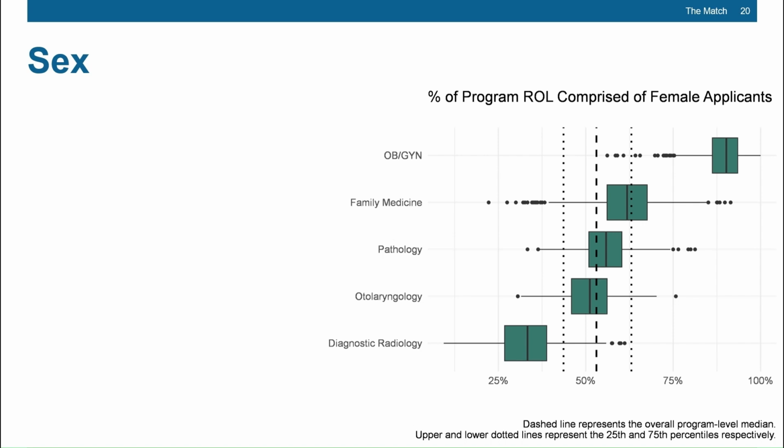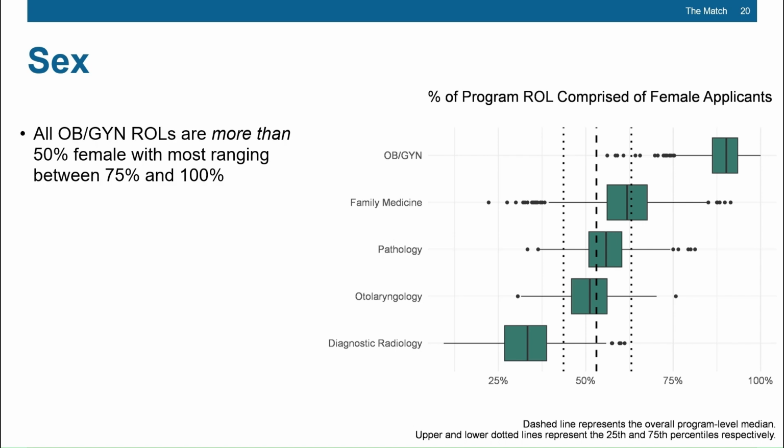All OBGYN roles are more than 50% female, with most ranging from 75 to 100%. As indicated by the OBGYN green box being narrower, most OBGYN programs fell between a tighter range than other specialties, although it is worth noting the outliers to the left. Diagnostic radiology roles range from 10 to 50%, and the boxes to the left of the overall sample 25th percentile, meaning nearly 90% of programs have rank lists with less than 43.5% female applicants. Family medicine has the widest range of roles, with programs generally falling between 40 and 80% female.